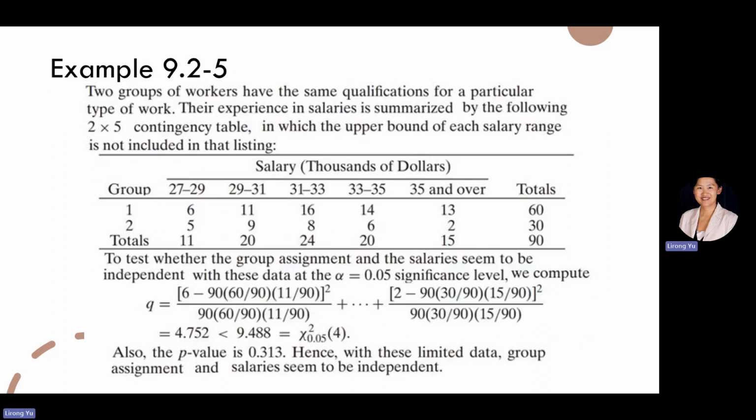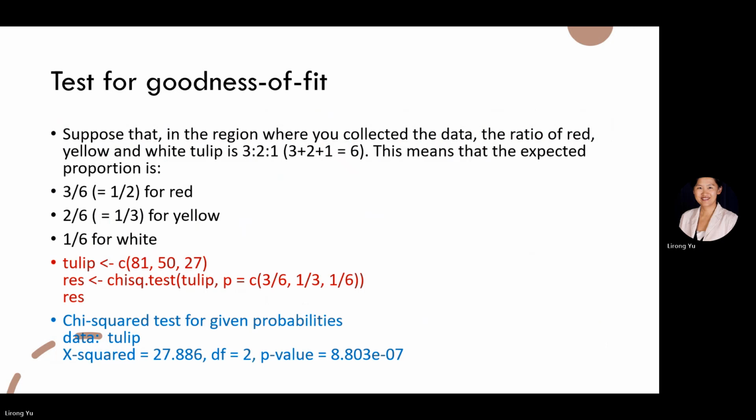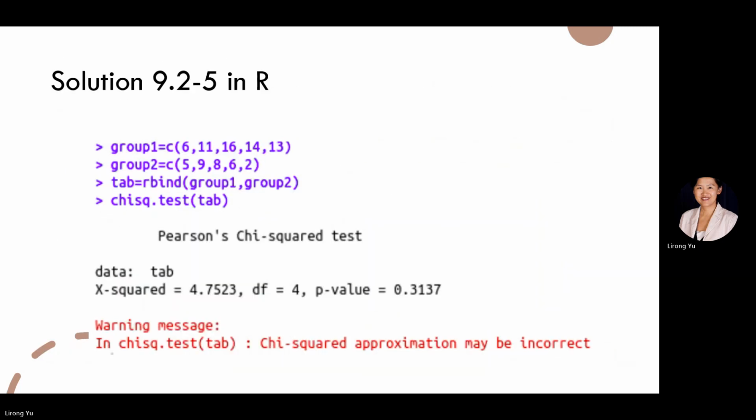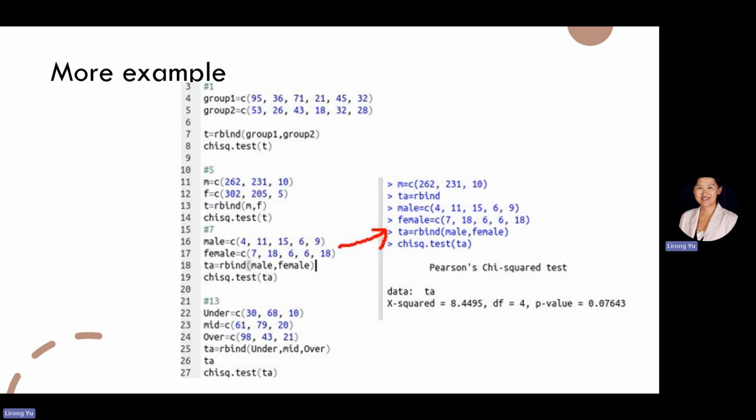All right, this is the coding for question 5 in the homework, I think. So you have a similar scenario, you have group 1, group 2, and that's the same question, I think, as the one after that. You have group 1 and group 2, and you bind those numbers together into a table we call T, and then you can run the chi-square test to finish that. I think I also provided some coding for 1, 5, 7, 13. Those are just examples. Any question?